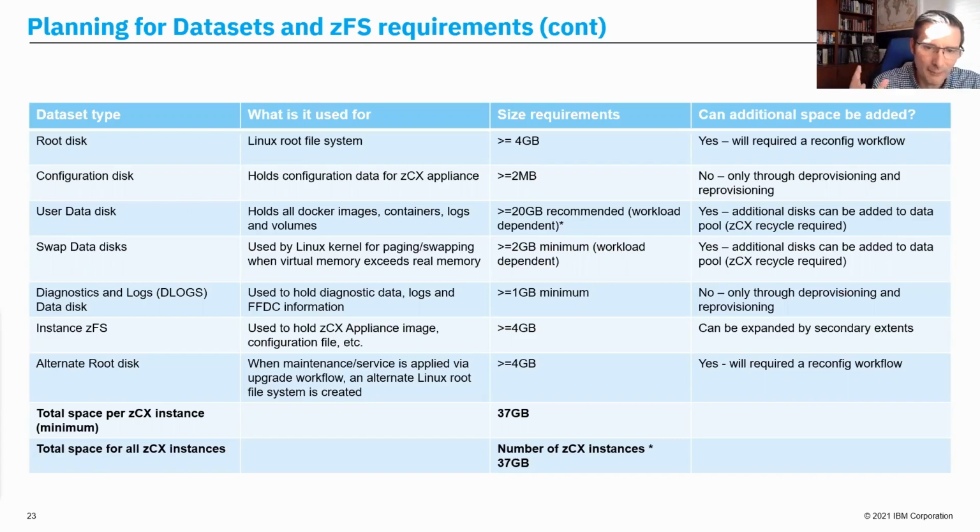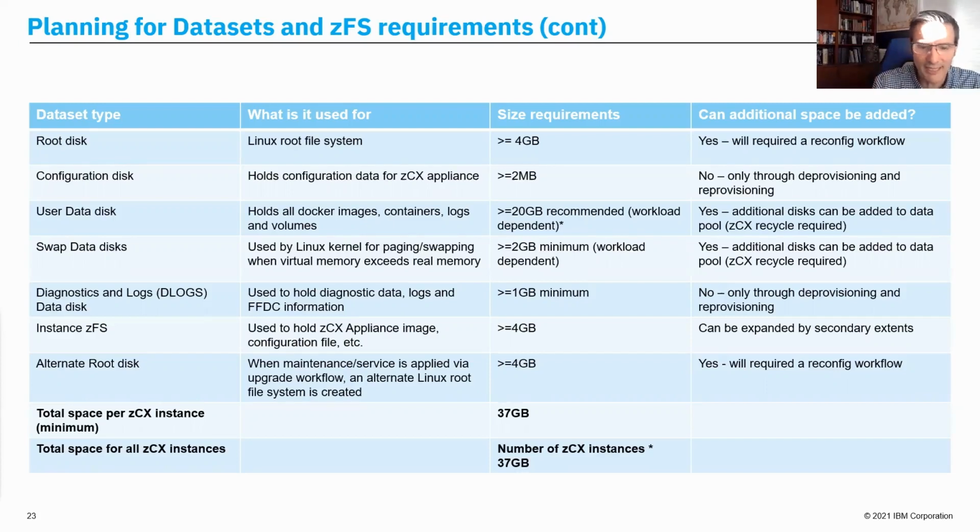So the root is really the appliance itself, the code that runs, and the alternate root is basically when I actually provide an update to my zCX, it updates the alternate root, leaving the other system to be live. So you can make updates to the configuration of your zCX appliance without affecting the live running of that. And then when you're ready to actually make the change, you just bring down the running zCX instance, and when you bring it up again, it will use the alternate root.